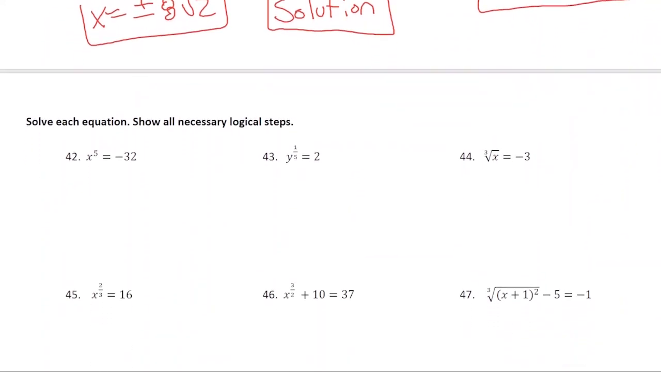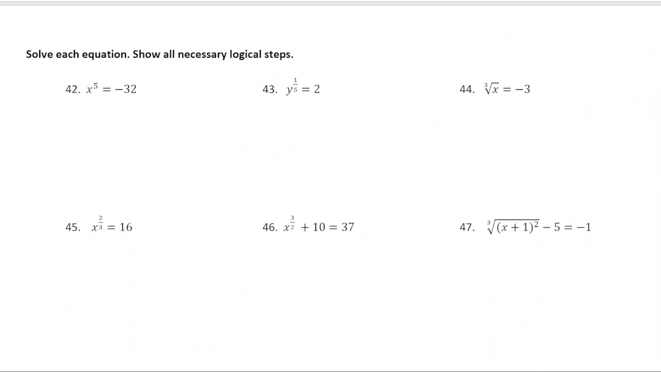All right, so we're getting to a little bit more complicated. We got some power equations here we're going to solve. What we need to do here, we have a power equation, is we need to raise both sides to a power, and that power will be the reciprocal of the current power. So in other words, like we're doing x to the 5th, we want to get rid of that, so we need to raise both sides to the 1/5 power.